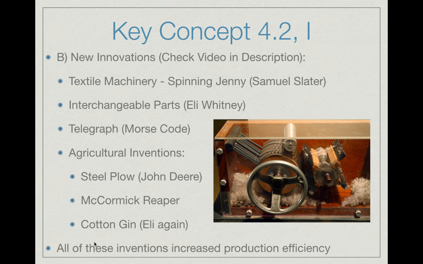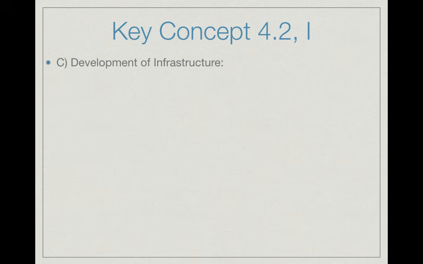It really doesn't matter which one of these inventions we're talking about, they all increase production efficiency. So cotton is being produced at a much more efficient rate. Manufactured goods are too, because of interchangeable parts. The development of infrastructure is huge during this time in American history.